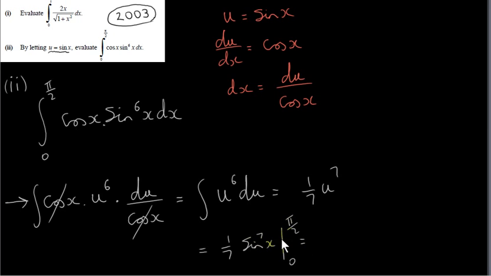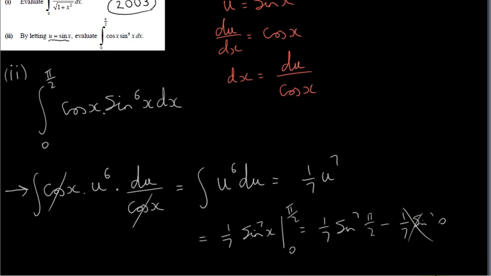So we plug pi over 2 in for x, so we get 1/7 of sine to the power of 7 of pi over 2 minus 1/7 of the sine of 0. Well, the sine of 0 is actually 0, so that's going to go out. What's the sine of pi over 2? Pi over 2 is 90 degrees, if you like. The sine of 90 degrees is actually 1, so what we have here is 1/7 times 1 to the power of 7, which is 1/7.